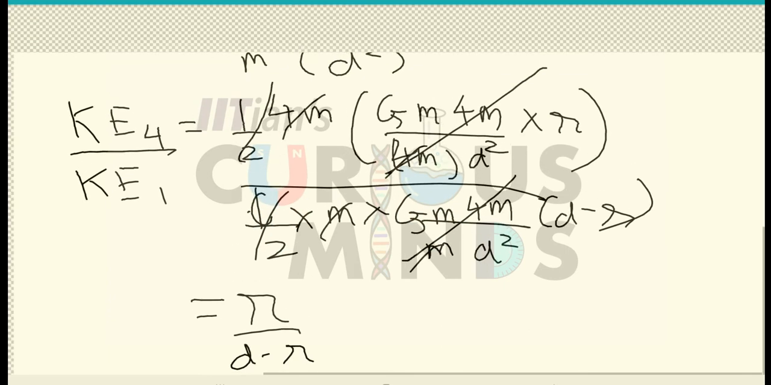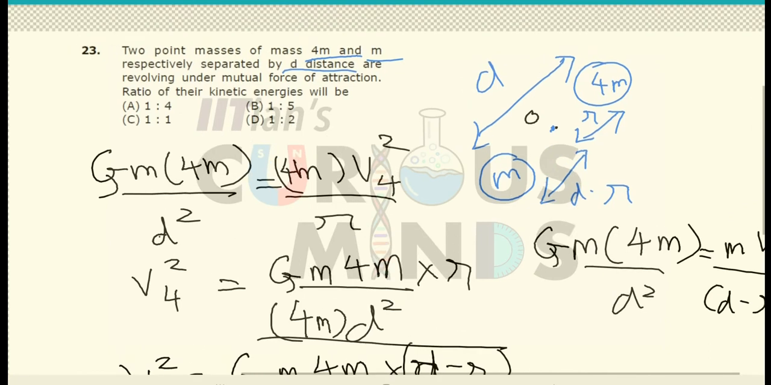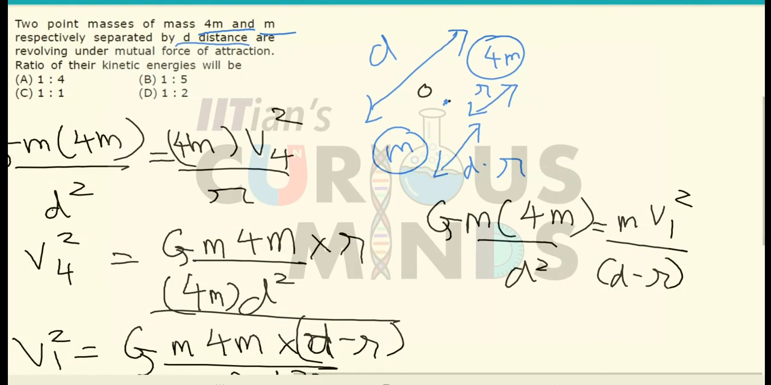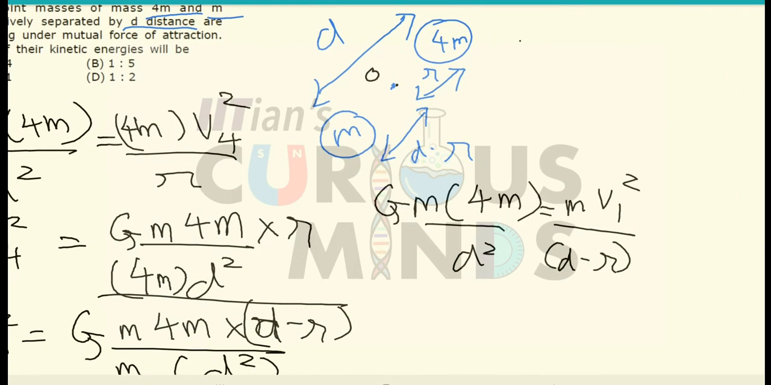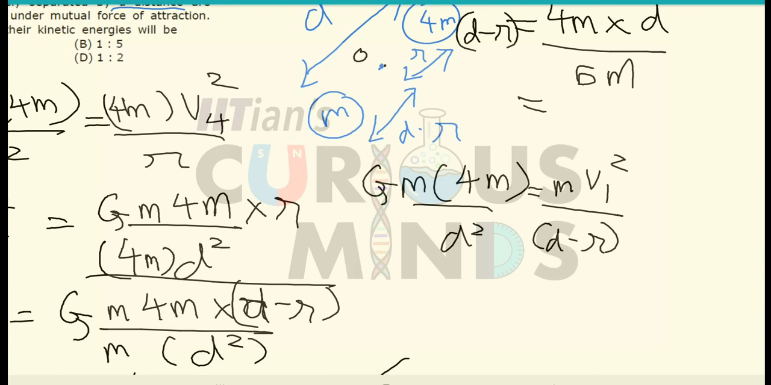Now nothing is specified over here, but I will assume that they are revolving about the center of mass. So what is the distance of the center of mass from m? It will be equal to 4m into d divided by 5m. So r will be equal to d minus 4 by 5 into d, which is equal to d by 5.